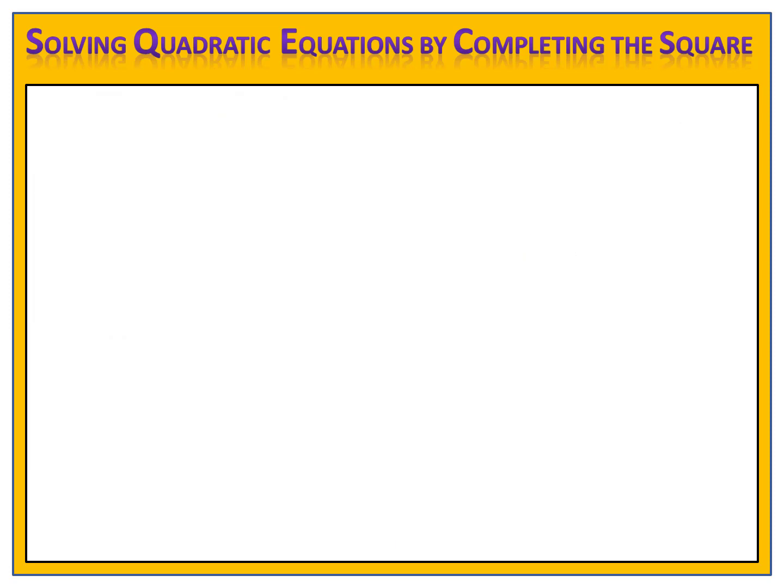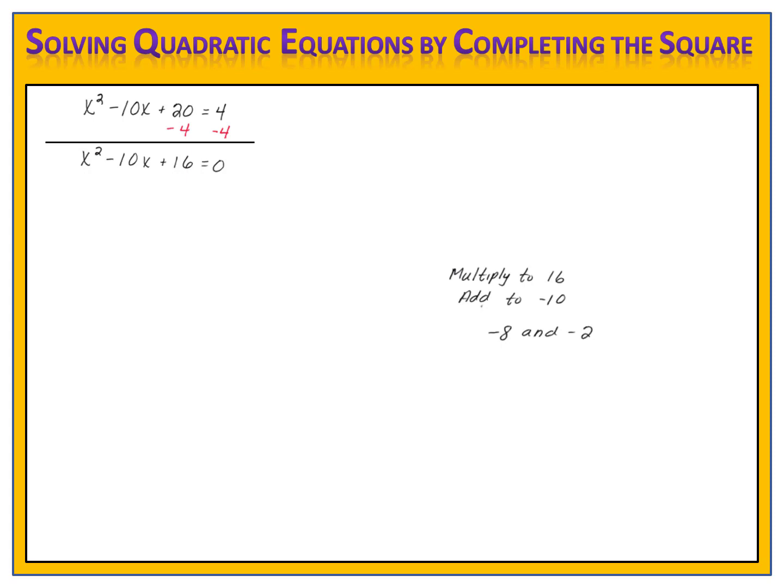A common question that I'm asked is, now that we know we can use completing the square to solve an equation that isn't factorable, can we use it to solve an equation that can be factored? Well, the answer is yes. Consider the equation x squared minus 10x plus 20 equals 4. To solve this equation, we first have to set it equal to 0, so we subtract 4 from both sides. This actually is factorable. Numbers that multiply to 16 and add to negative 10 are negative 8 and negative 2.